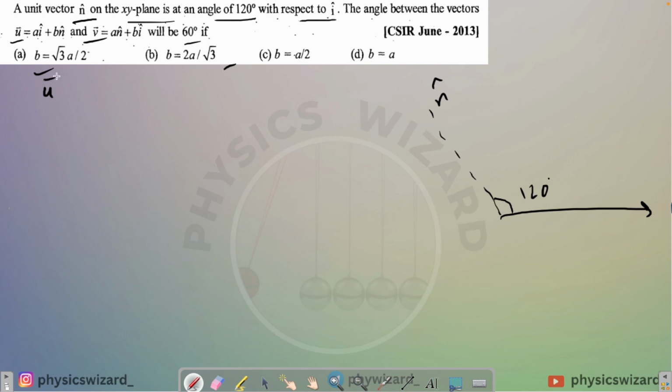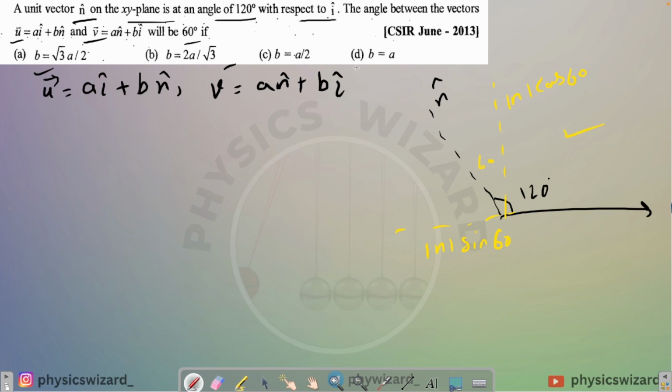Actually, first write the vector u equals a i cap plus b n cap, and vector v equals a n cap plus b i cap. Actually, there are two ways. Either we split the component of n in x and y direction like this, and this is 60 degree, so we write n cos 60, n sin 60. Or we can directly go for it as it is only a unit vector. So if it is a semester exam, go with this method.